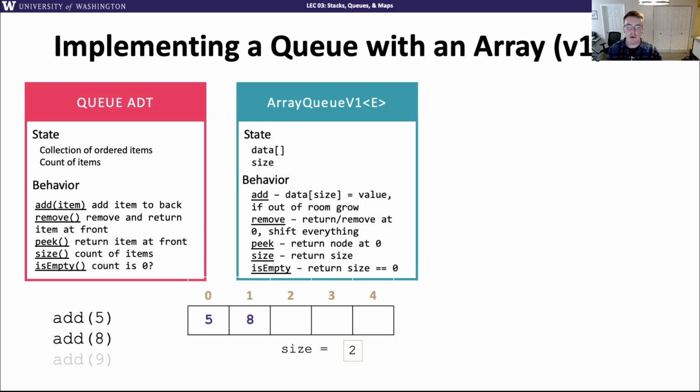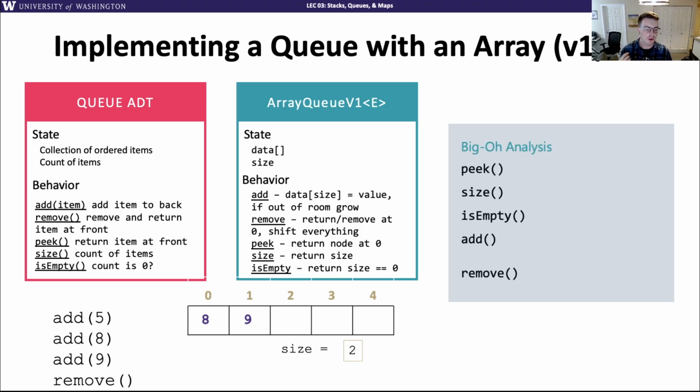And now when you remove, or sorry, one more add. When you add one more number, you add it there. And now when you remove from the front, since we want the thing at index 0 to be the front of the queue, we're going to have to shift everything over. Okay, well, now that we have that picture in our mind, this is just like array list, but we're going to use it for a queue.